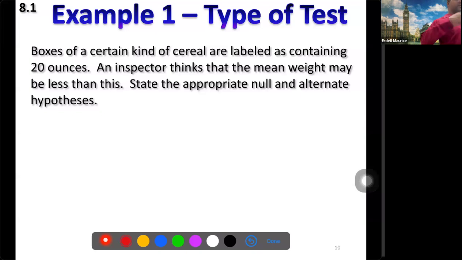All right. So let's go through some examples right here, and let's see if we can determine if it's a one-tailed test or a two-tailed test, determine if it's a left-tailed test or if it's a right-tailed test. All right? So, like I said, lots and lots of reading. Please don't go to sleep.